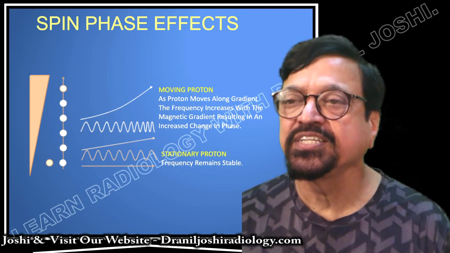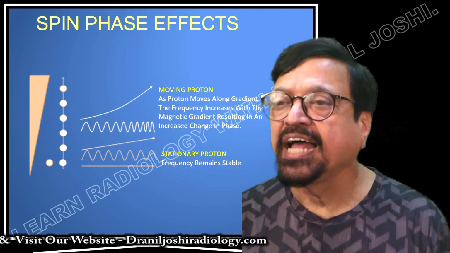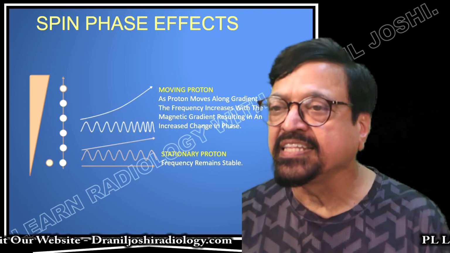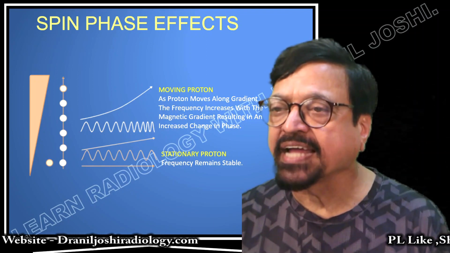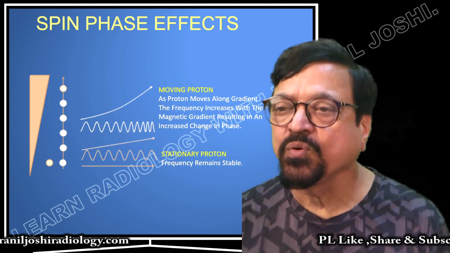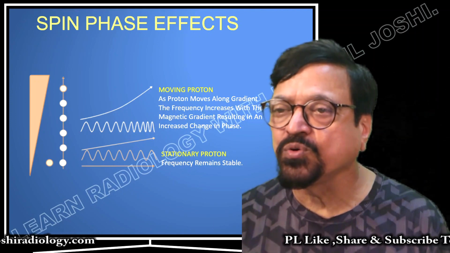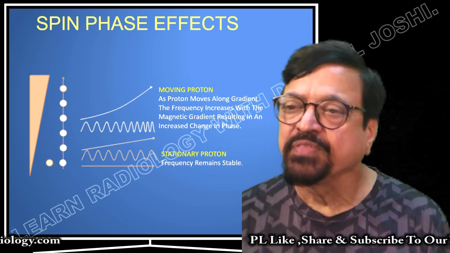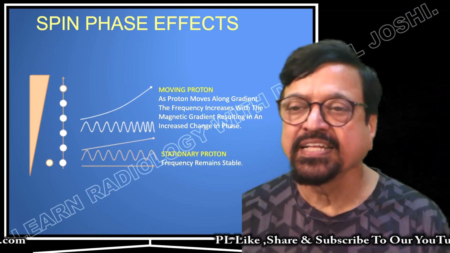Now, see the effects on moving protons. As a proton moves along the gradient, the frequency increases with the magnetic gradient, resulting in an increased change in phase. Now, you are seeing stationary protons. We have got two moving protons and stationary protons. The stationary proton frequency remains stable.